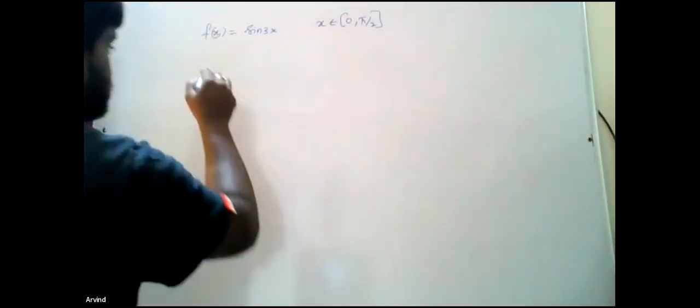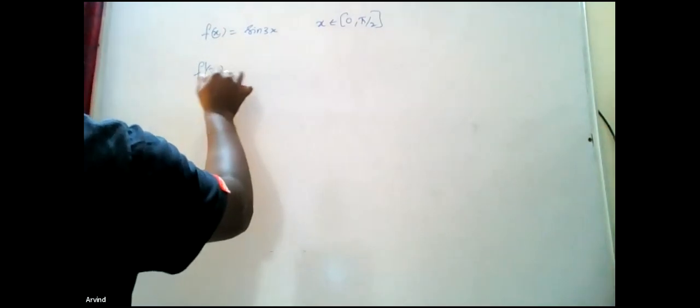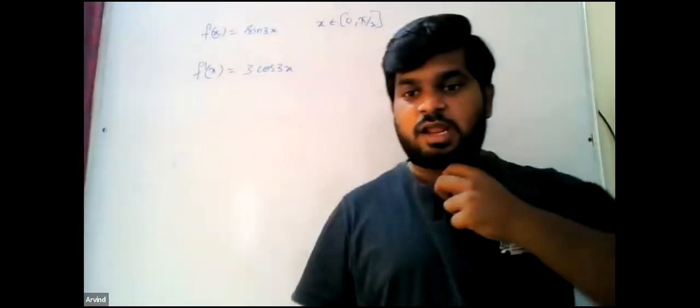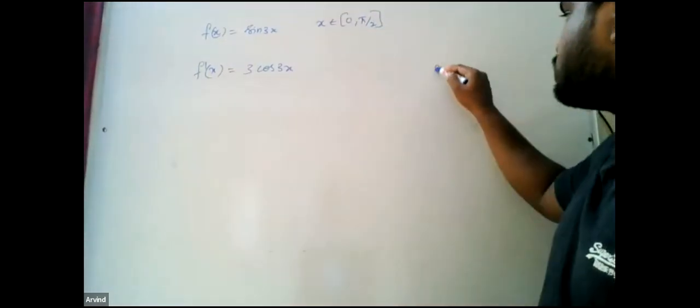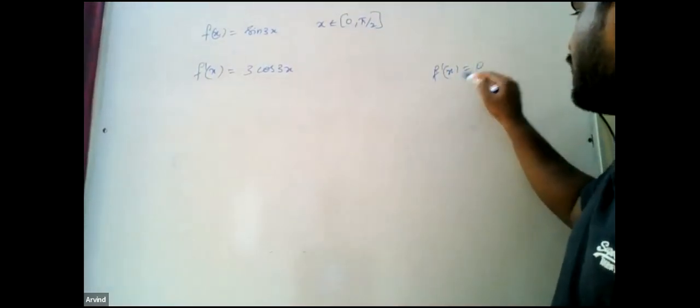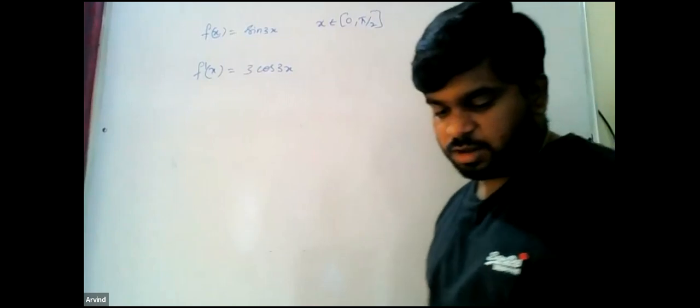So it's very simple. We know that we have to find f dash of x. So let's find f dash of x. Okay, so it will become 3 cos 3x. Here what we do is find at which points f dash of x is equal to 0, what values of x. Then we can easily find out increasing or decreasing.